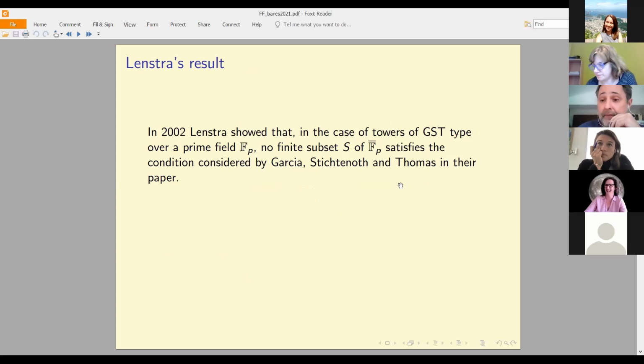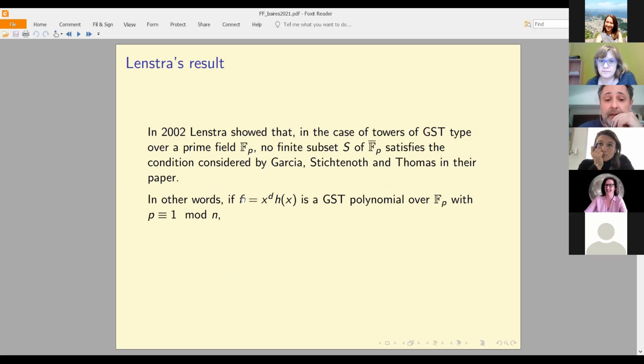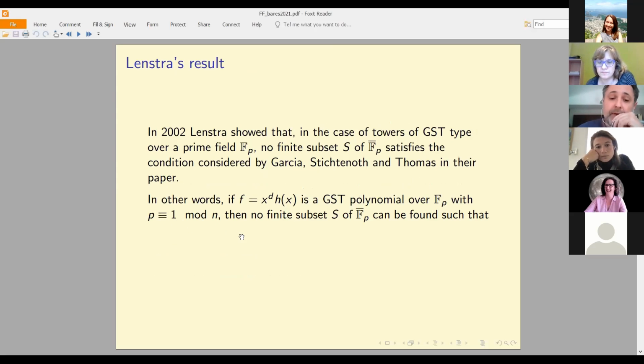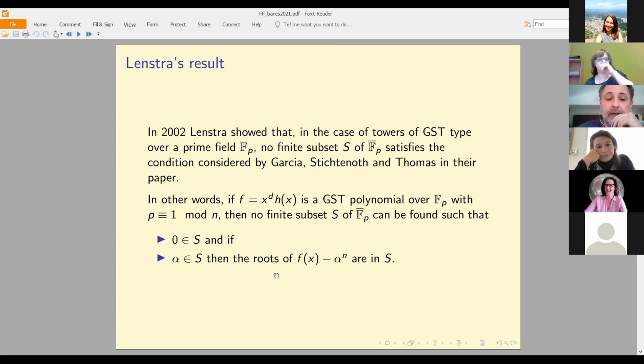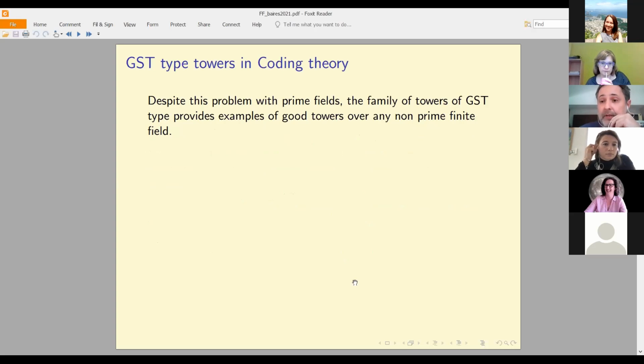behavior over prime fields. That means that if you take a polynomial satisfying all the conditions asked by Garcia, Stichtenoth, and Thomas, you will never find, over a prime field congruent to 1 mod n, a finite set S in the algebraic closure of the field, such that 0 is in S and the other roots of this polynomial for each element in S are again in S. So that was bad news, but still, despite this problem with the prime fields, the family of towers of the GS type gives examples of good towers over every non-prime finite field.